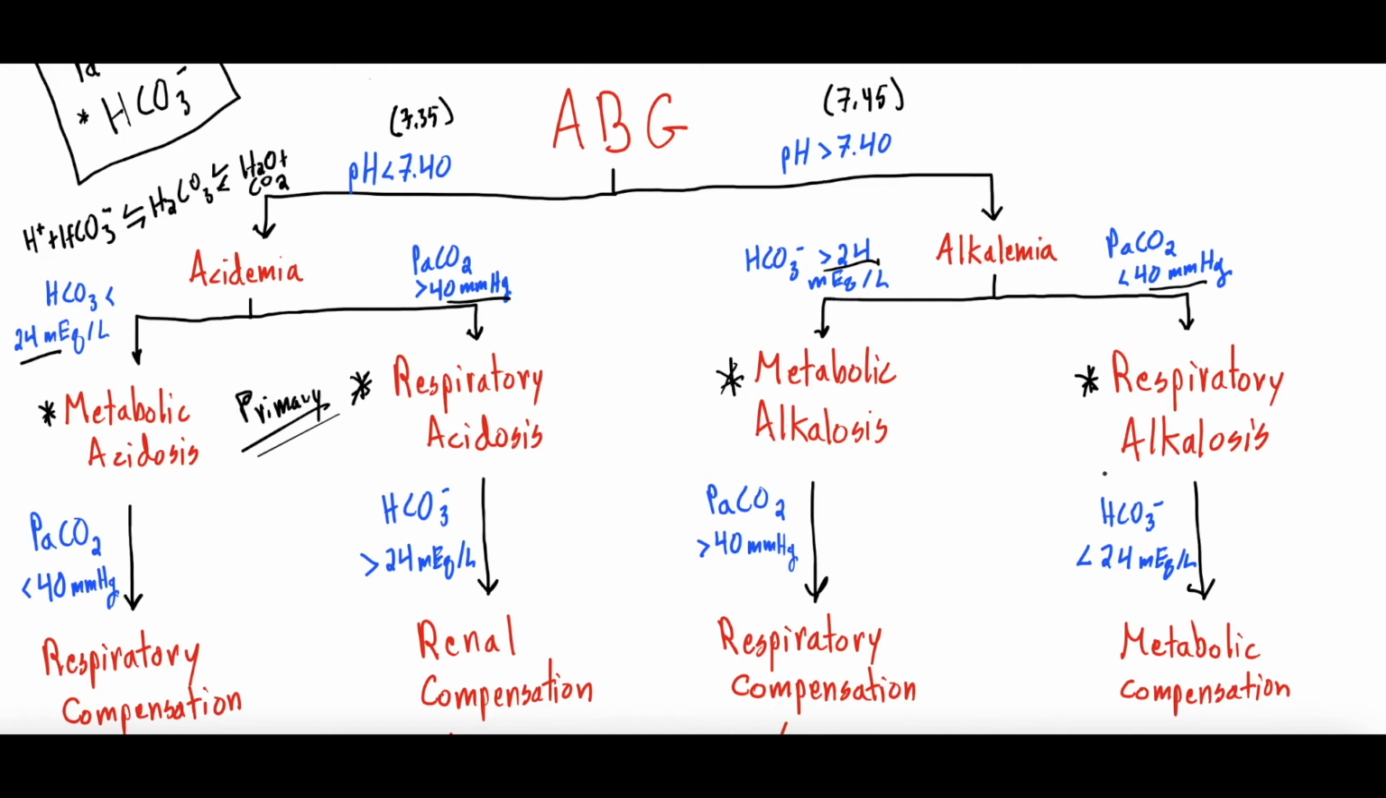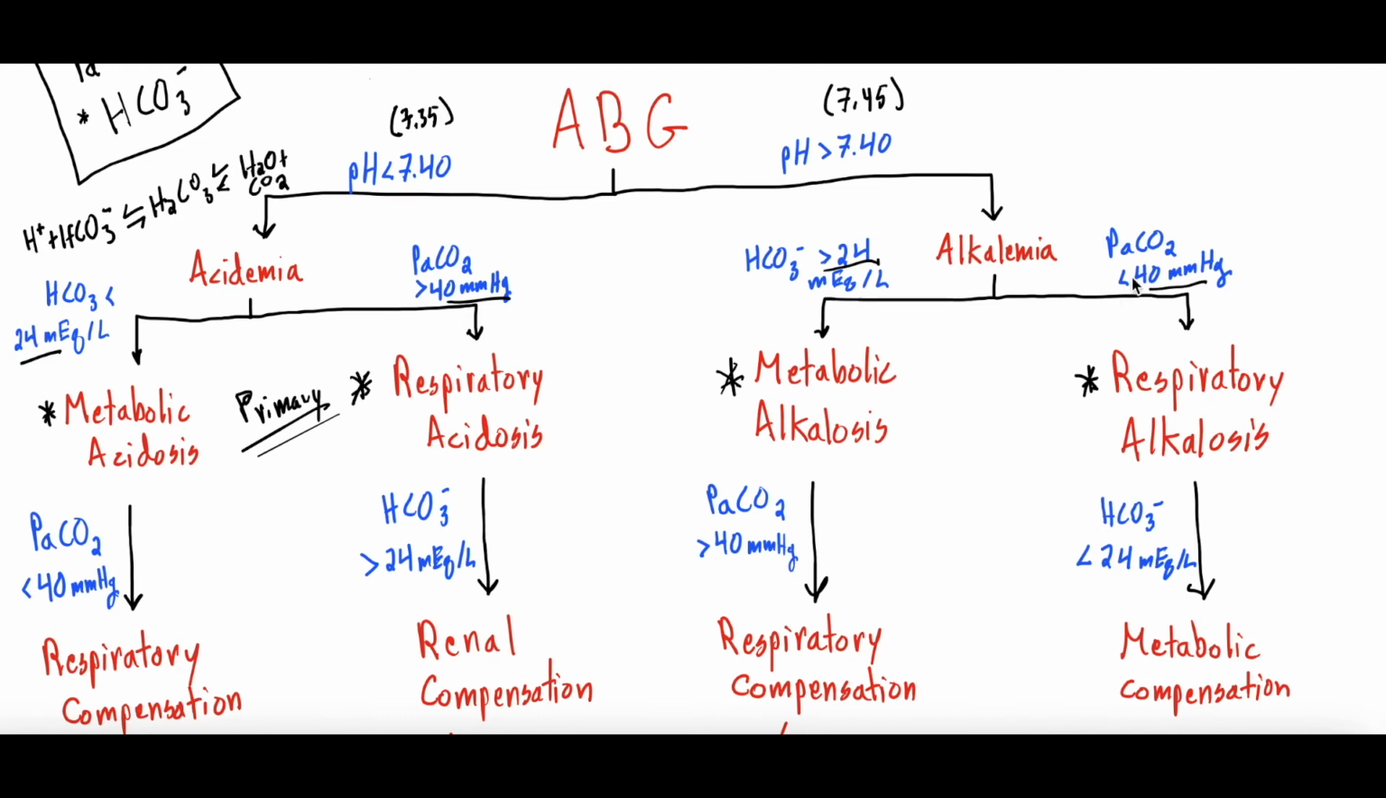Now keep in mind you can have mixed. So if the bicarbonate is greater than 24 and the PaCO2 is less than 40, it would be a mixed metabolic plus respiratory alkalosis. That'd be the same thing over here. If the bicarb is less than 24 and the PaCO2 is greater than 40, it would be a mixed metabolic and respiratory acidosis. And that's how you can follow this chart to determine the primary disorder.